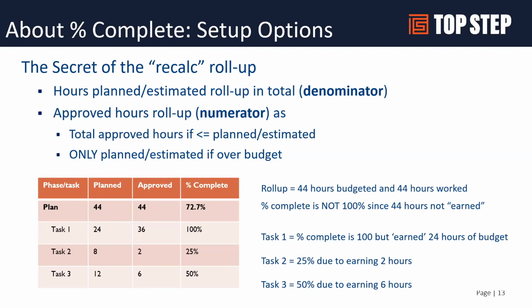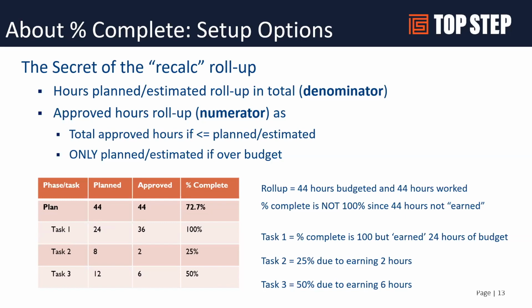So what's the secret of the calculation of the roll up? In this example, we're using planned hours, and we've got 44 planned hours, and each task has hours approved, and it's calculating a percent complete. You'll notice task 1, we are over our planned hours, but OpenAir will never calculate more than 100%. So we're 100% there, we're 25% through task 2, we're 50% through task 3. Overall, that is factoring into a 72%.